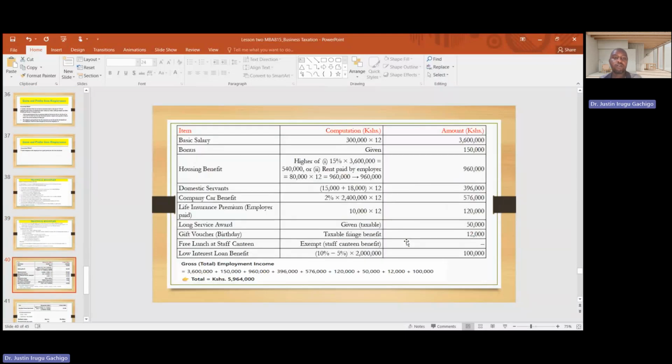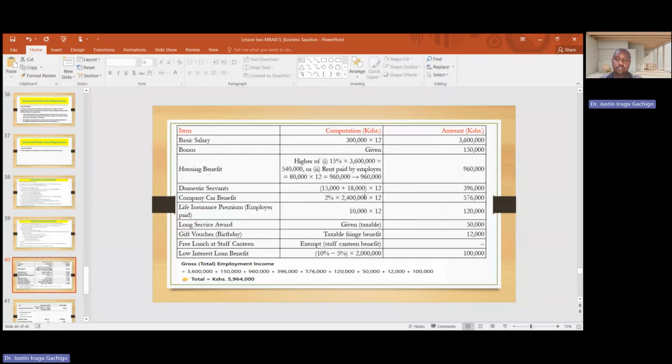So let us do the calculation. The basic salary, 300,000, you multiply by 12, so he earns 3.6 million in a year, and given that he is given a bonus of 150,000. Then he is being given a house, and we said the housing benefit is the higher of 15% of the basic salary, which is 540,000, and the market rate paid by the employer, which is 960,000. So you take the higher. Remember, the amount that we add back, or the amount treated as a benefit, is the higher of the two, which is 960,000.